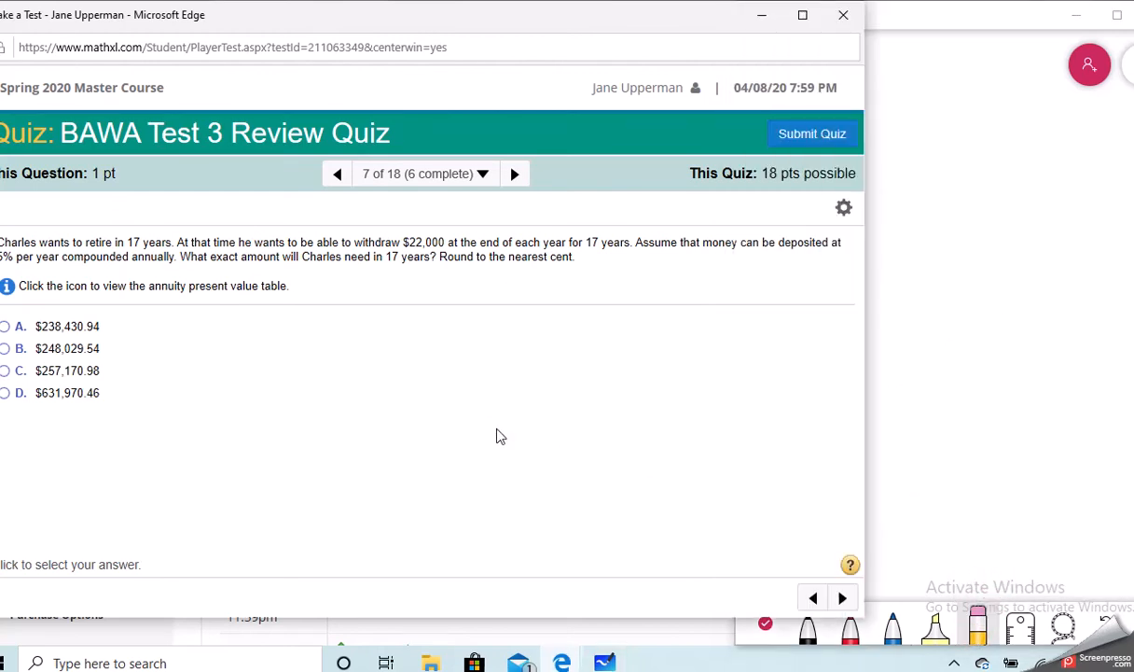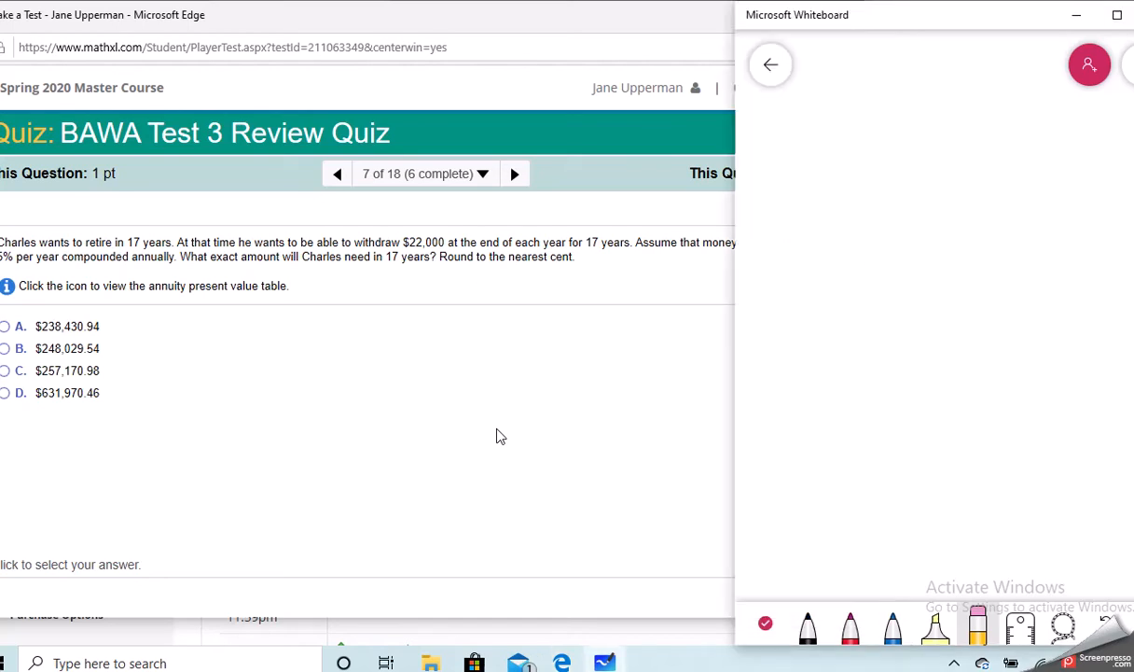Okay, and then here we have Charles wants to retire in 17 years. At that time, he wants to be able to withdraw $22,000 a year at the end of each year for 17 years. Assume that the money can be deposited at 5% annually. What exact amount will he need in 17 years?